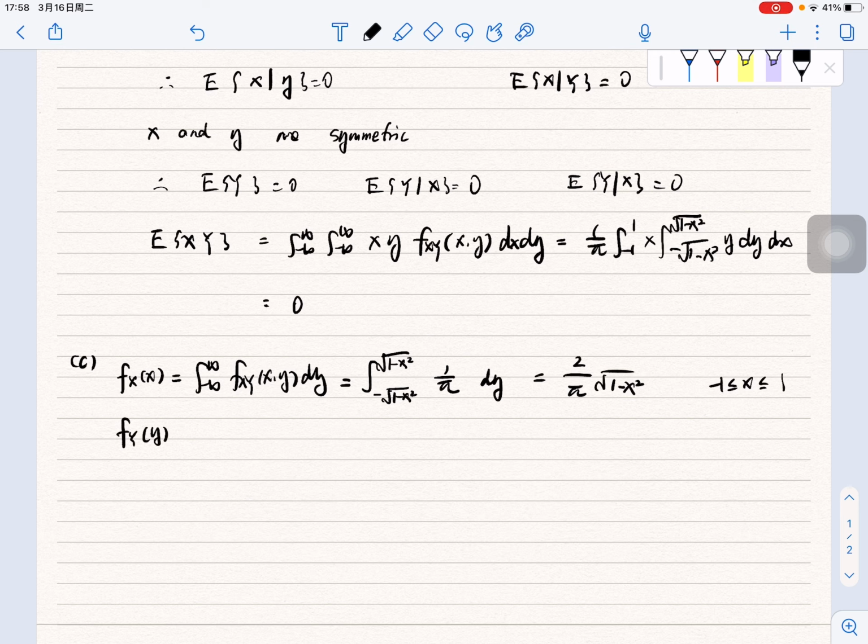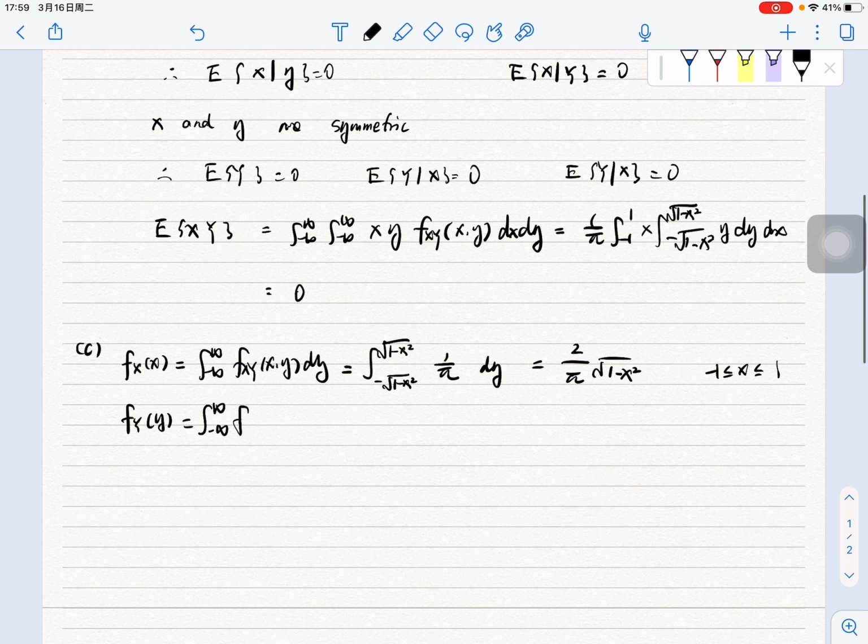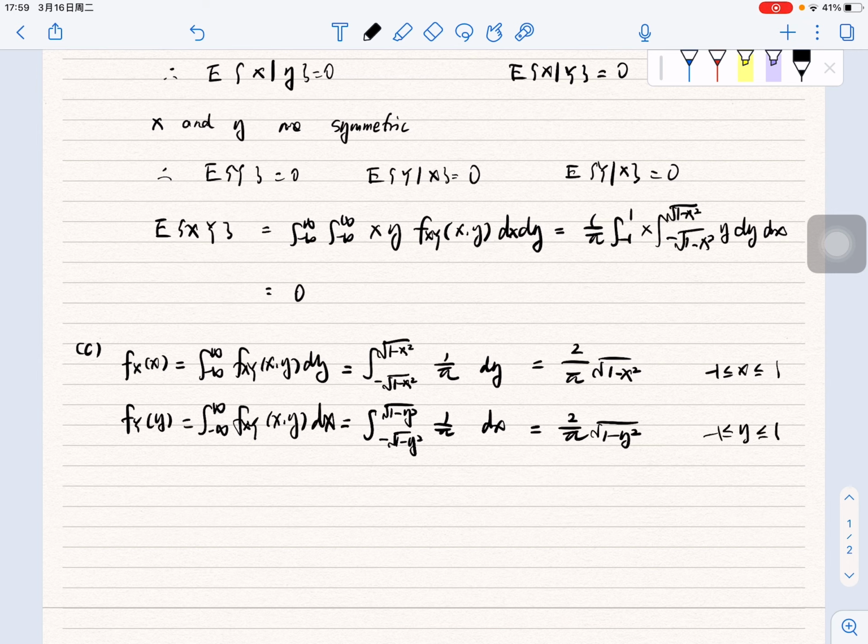Then we can calculate the density function of f_Y. It is the integration from minus infinity to infinity of f_XY dx. It equals the integration of dx. The range is from minus square root of 1 minus y squared to square root of 1 minus y squared. This is 1 divided by pi, and then we get the answer 2 divided by pi, multiplied by square root of 1 minus y squared. Here y is larger than minus 1 and less than 1.